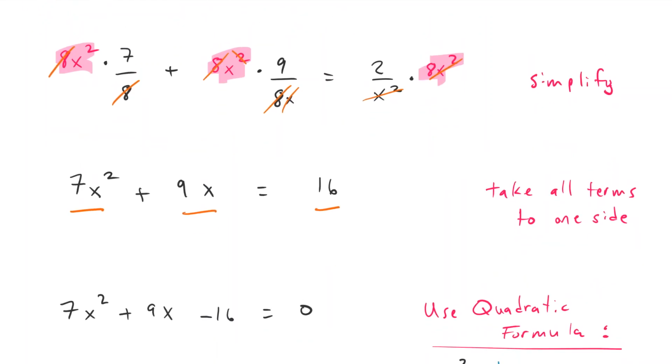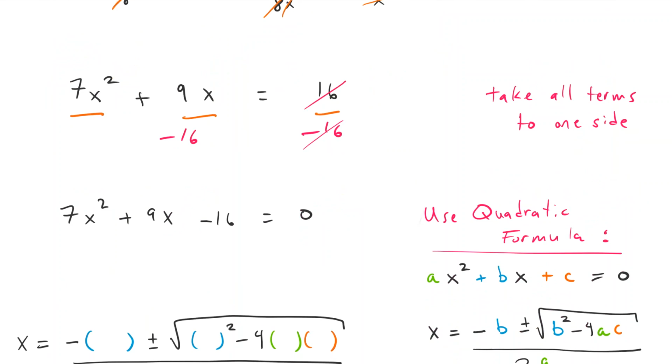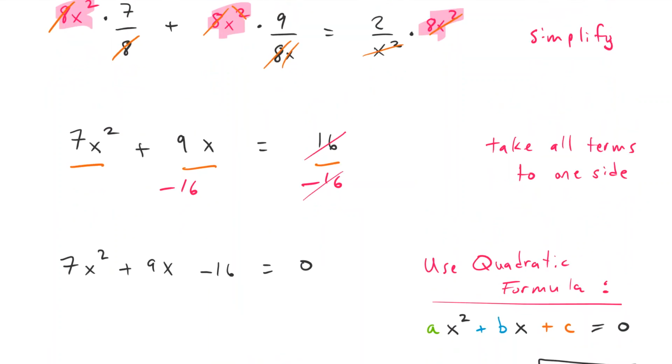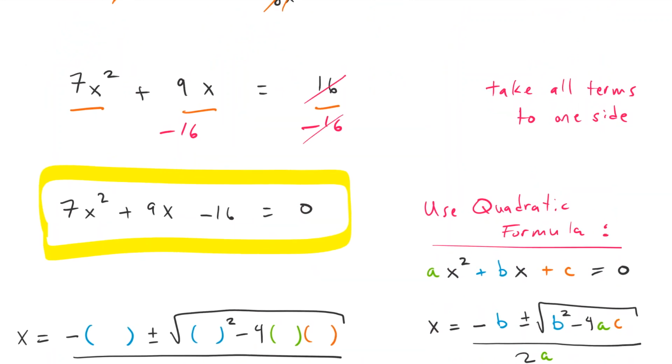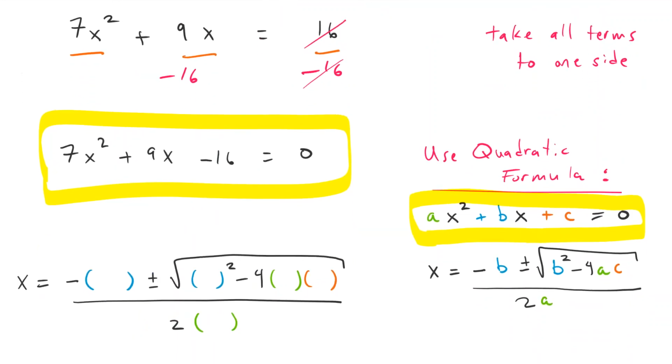Now we want to take all the terms to the left-hand side of the equation. So we're going to subtract 16 from both sides. The right-hand side cancels and goes to 0, and we're left with a quadratic equation that fits the form ax squared plus bx plus c equals 0. We can solve this by using the quadratic formula.